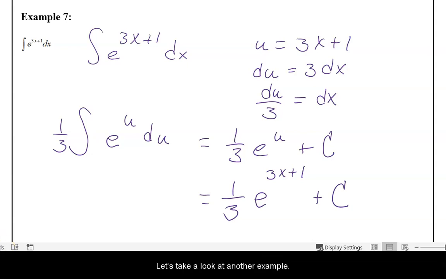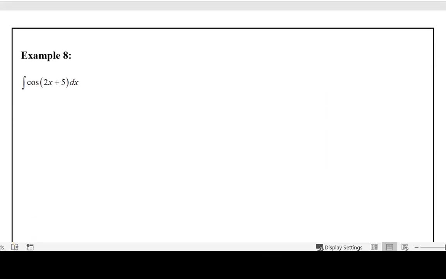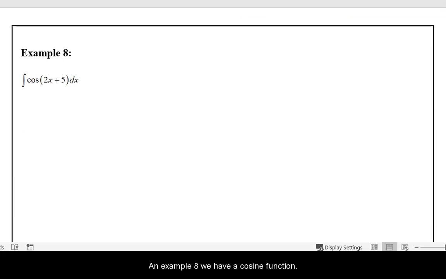Let's take a look at another example. In example 8, we have a cosine function. There's nothing else present, but it does have an argument that's more complicated than the previous trig problem we did. In this case, the argument is 2x plus 5. That's the only place to find u, so that's got to be u.